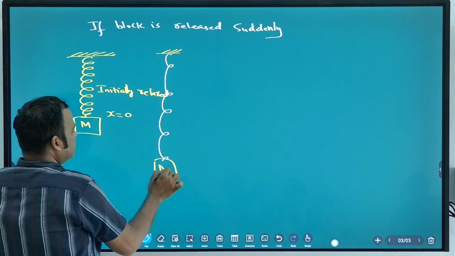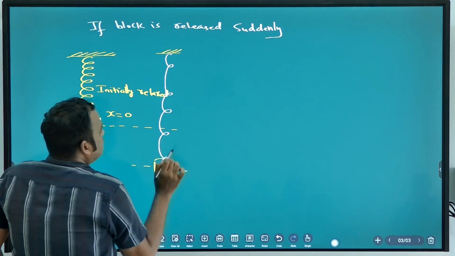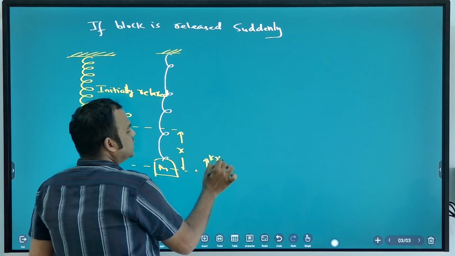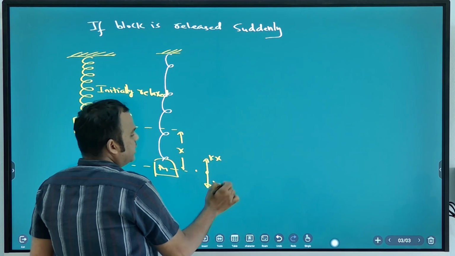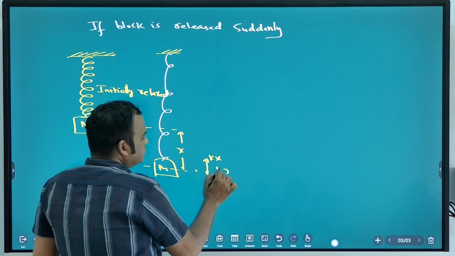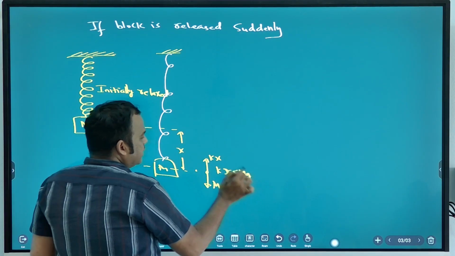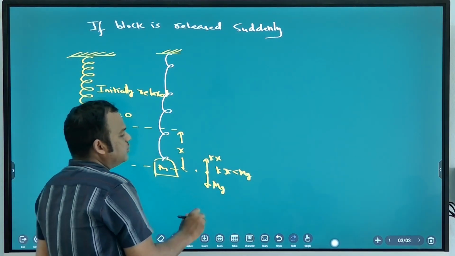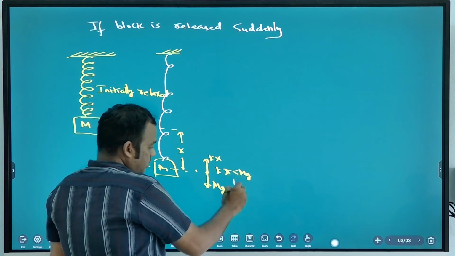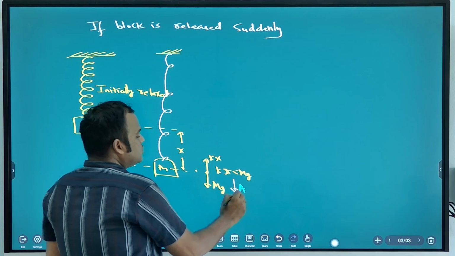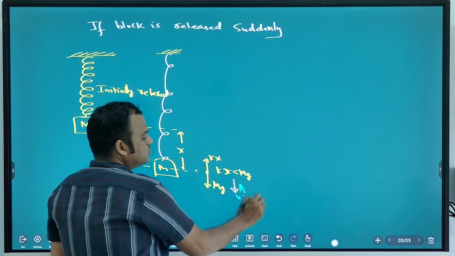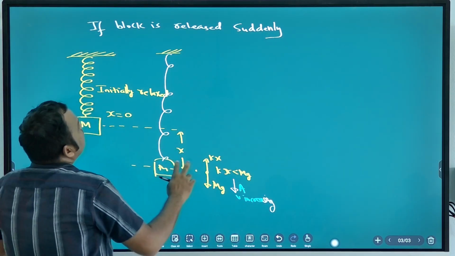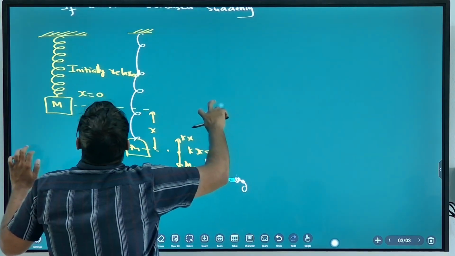Now the block is here. Suppose the elongation is x. What is the upward force? kx. Downward force is mg. So kx is less than mg. What is the direction of acceleration? Up or down? Downward. So is speed increasing or decreasing? Speed is increasing. But at one point, speed will become maximum.